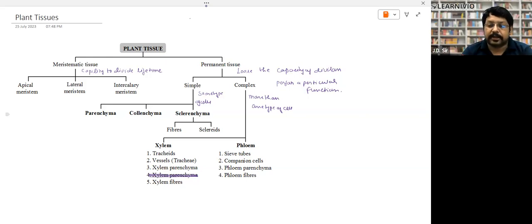Right. In the next class, discuss with me. Don't leave the morphology. It is not difficult. This thing you need to understand, right?